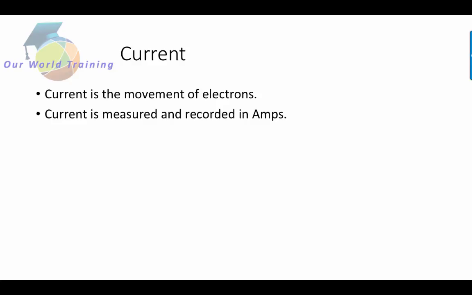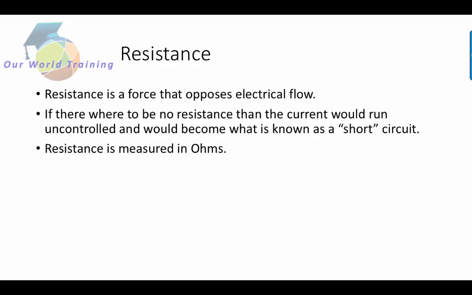Current is the movement of electrons. Current is measured in amps. Current is how fast the electrons are moving. Resistance is the third piece of our puzzle. Resistance is the force that opposes electrical flow. If there were no resistance, then current would run uncontrolled, and uncontrolled current is what we call a short circuit. Resistance is measured in ohms.